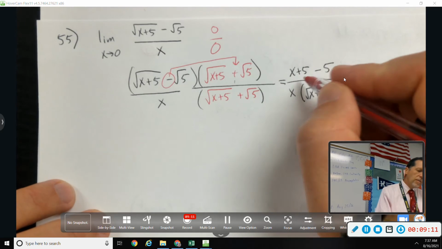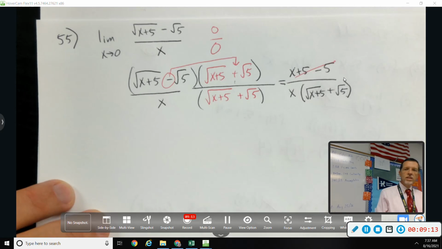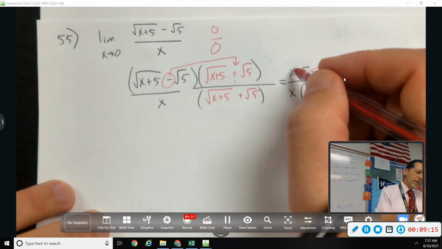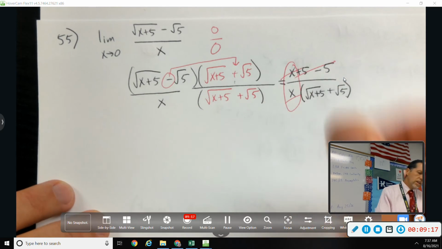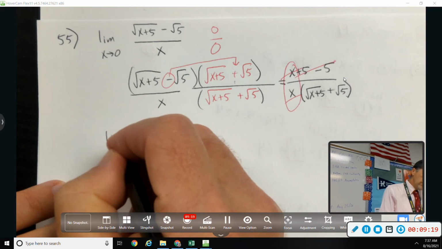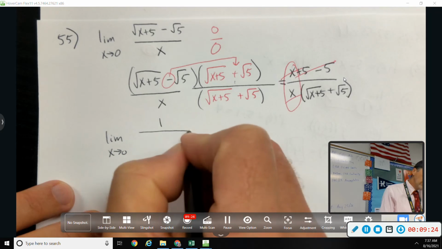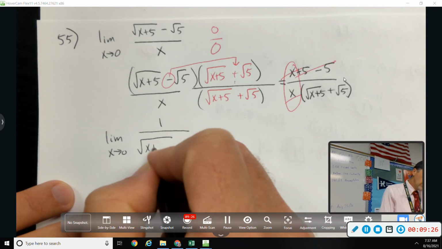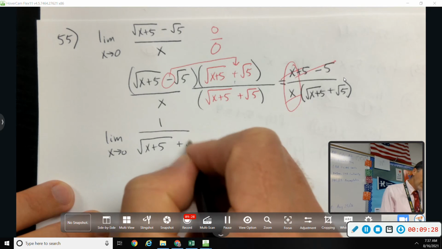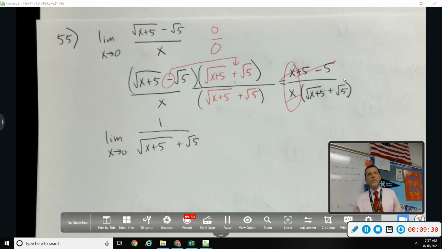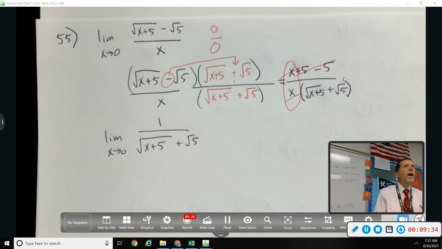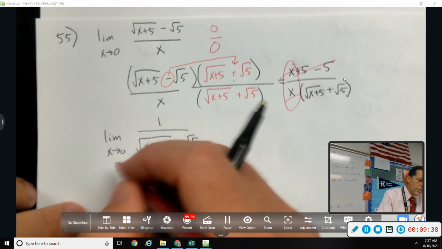All right, plus 5 minus 5 cancels out. And then the x's will cancel out. So we've got limit as x approaches 0 of 1 over square root of x plus 5 plus the square root of 5. And again, it always eventually comes back to substitution. Wait a minute, I shouldn't say that. It usually comes back to substitution. Today we're going to break that rule.